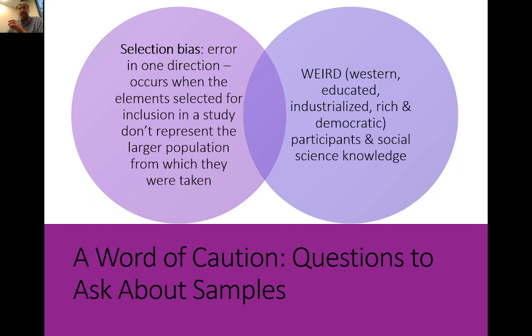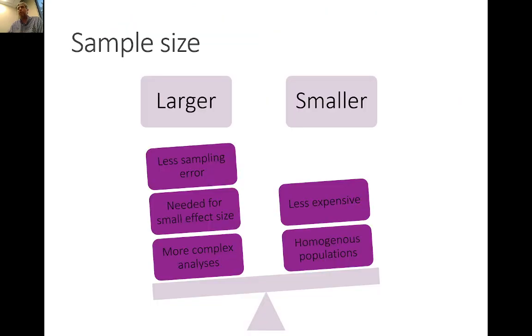Selection bias happens when the errors are in one direction and elements selected for inclusion in the study don't represent the larger population. In almost every survey, that is what happens, because people are left out. And if it's systematic, then you're going to get results that are biased in a predictable way. And even in the best cases, most of our information and understanding about human psychology is based on Western, educated, industrialized, rich and democratic people. There's not good data quality from many places in the world and for many minority groups.